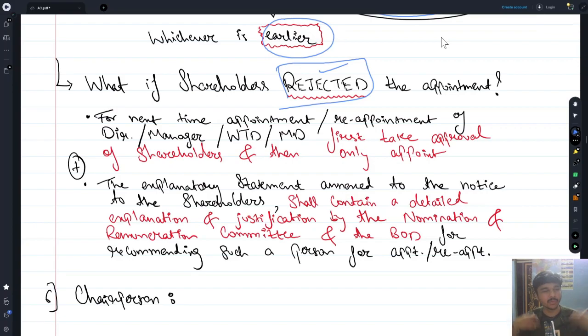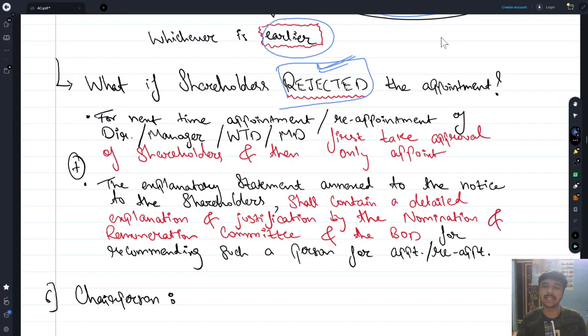Obviously, when someone says don't do that, we are going to do that. If they reject him, I am going to appoint him again. The board will again appoint him. But then LODR comes into play. They say no. If the shareholders have rejected somebody, you cannot appoint them again until and unless you take the approval of the shareholders first. Before, for the first-time appointment, you appoint them and then take the shareholders' approval. Here, they have already rejected. They say we don't want this man, and now you are again appointing.